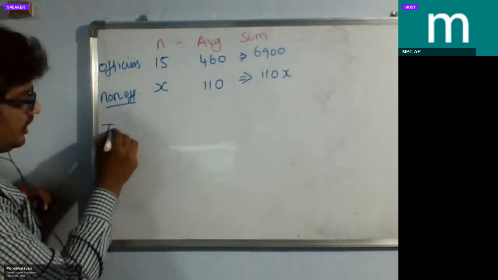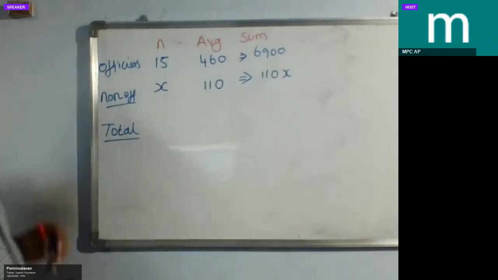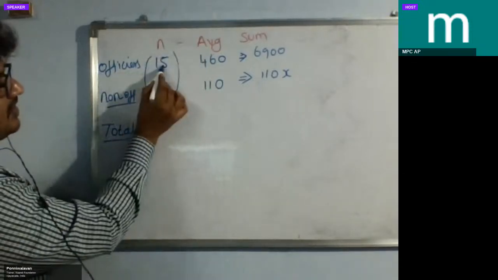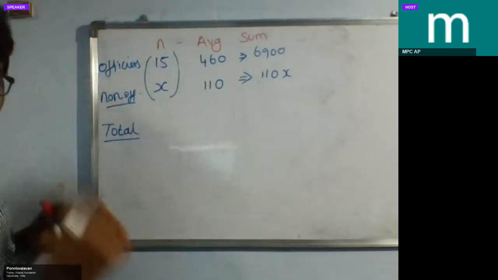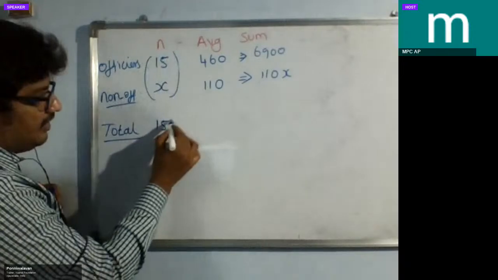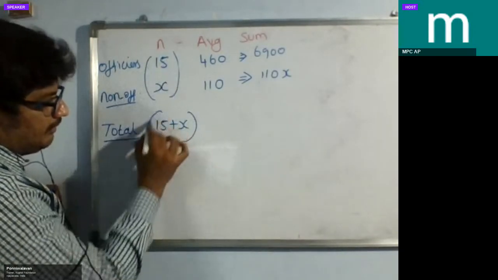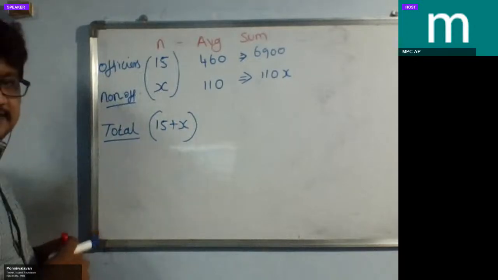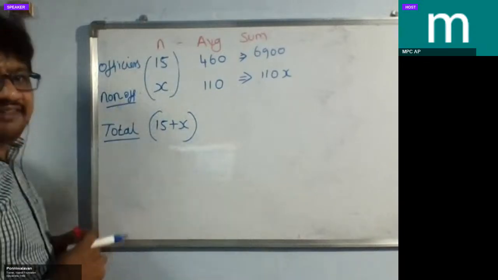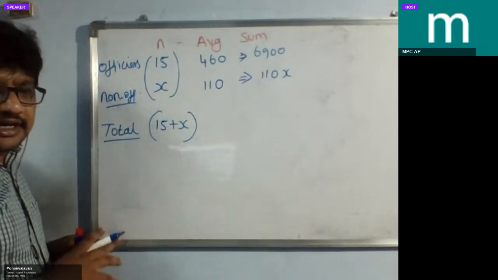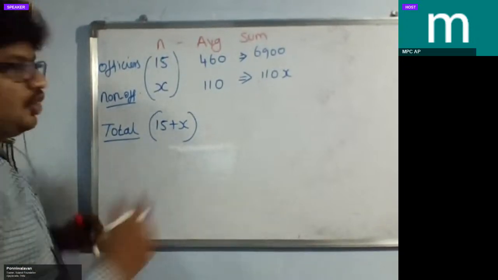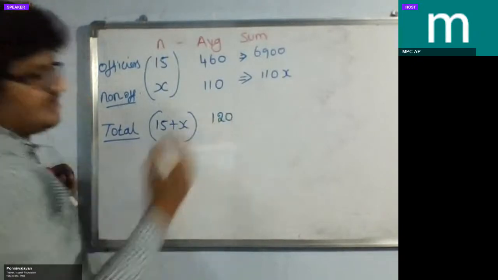Here they are talking about the total average. What is the total members in the office? Officers are 15, non-officers are X. So the total members in the office is 15 plus X. What is the overall average they have given? In the question, it is 120.